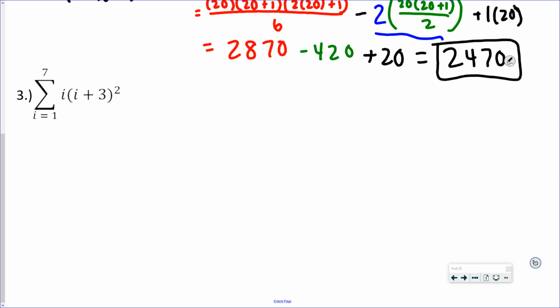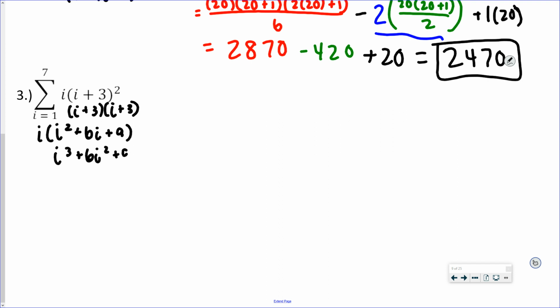So I'm just going to quickly do that right underneath here. I have i times (i plus 3) squared, which would be i squared plus 6i plus 9. So that'd give me i cubed plus 6i squared plus 9i once I multiply that all out. So that's the same as finding this sum.